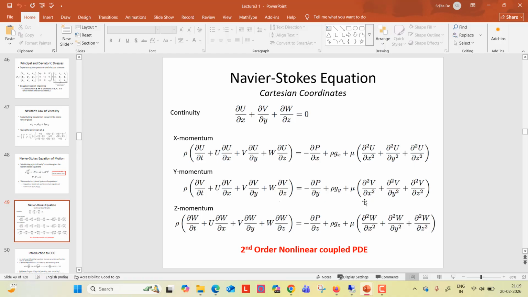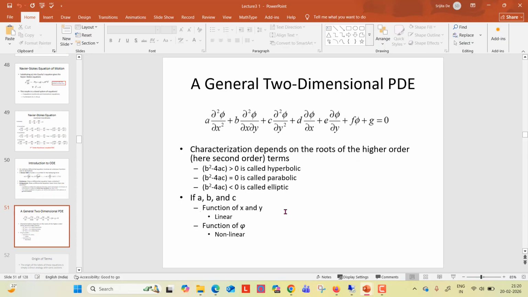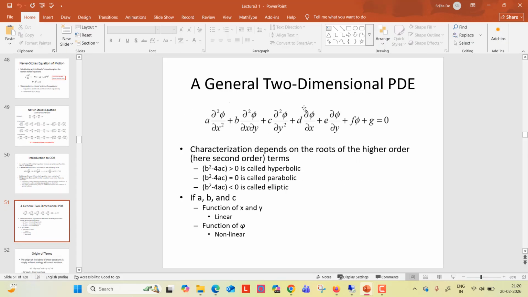All these equations are coupled. I have said why this is called the Navier-Stokes equations: with one equation you cannot solve anything for a fluid. So for solving the Navier-Stokes equations in their simplest form, you have to use all these equations. That is why it is called a coupled partial differential equation. I hope you have understood this. So we will change these forms to ODE. This is the generalized form of a two-dimensional PDE, right?